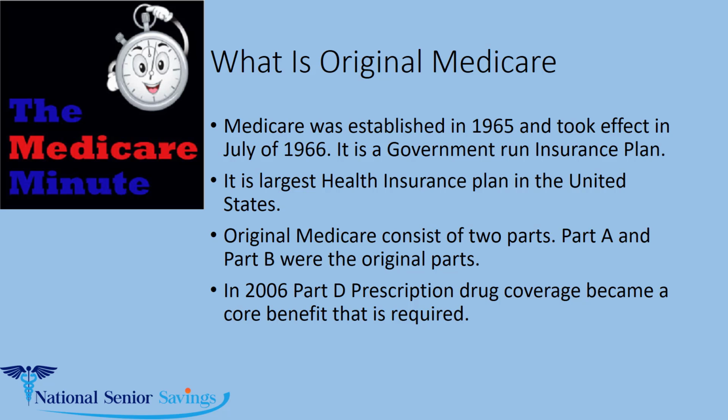So, what is Original Medicare? Medicare was established in 1965 and took effect in July of 1966. It is a government-run insurance plan. It is the largest health insurance plan in the United States. There's approximately 57 million people on it as we speak today. 11,000 people daily become Medicare eligible.